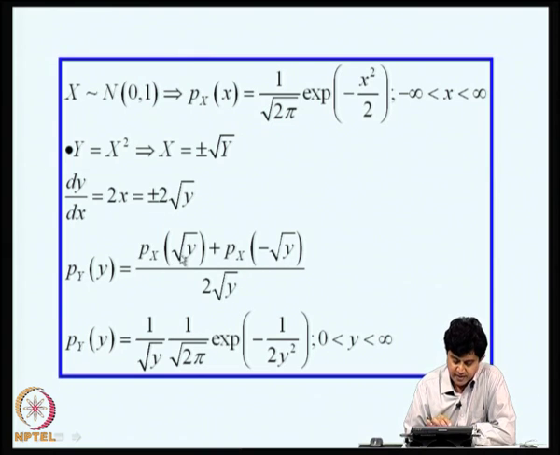Now, we know Px of x is Gaussian, and since we have x square here, plus or minus square root of y will translate to the same number. So, we get Py of y to be this function.